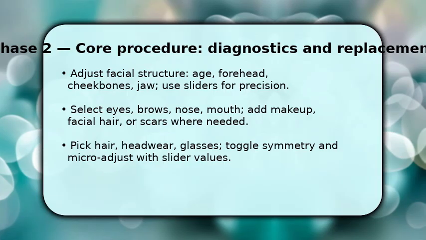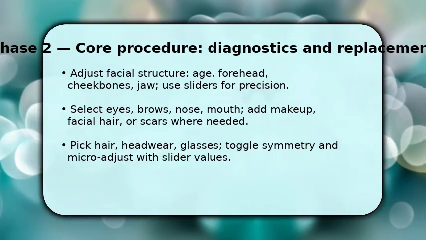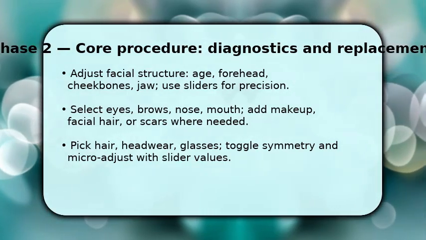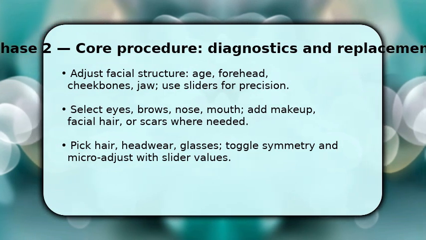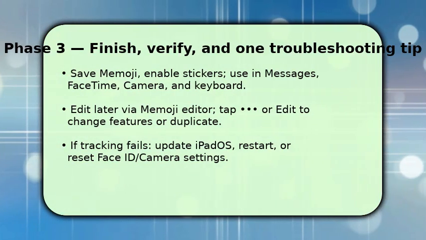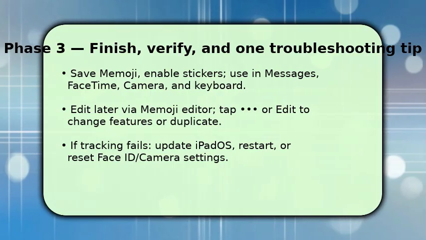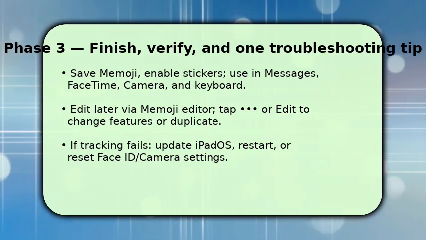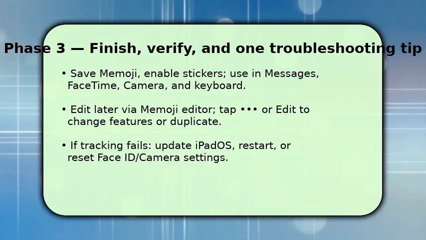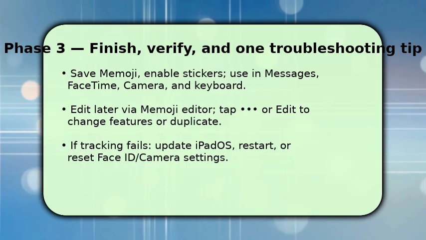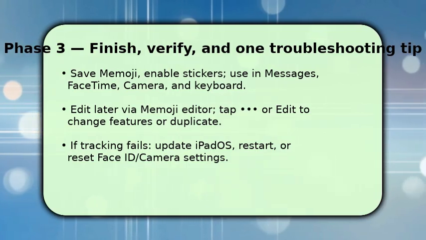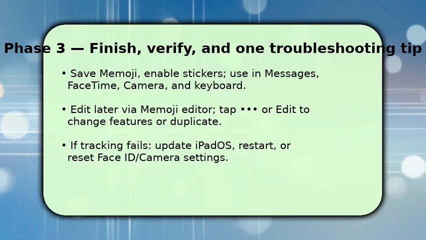Make sure symmetry is on for balance changes, and use micro-adjust sliders to avoid cartoonish extremes. You're almost done. Save the Memoji and enable sticker packs for keyboard use. Then test it in Messages and FaceTime. You can also record video in camera using the Memoji overlay. If you want a variant, duplicate and edit rather than starting over.